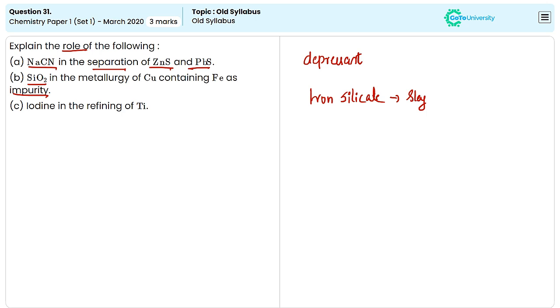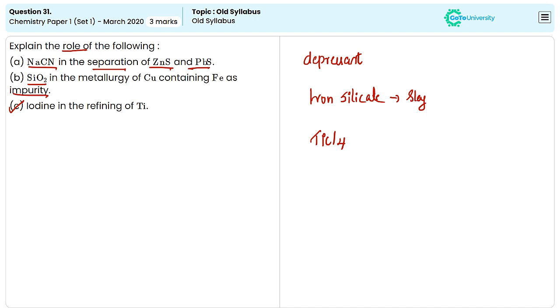The third one is the role of iodine in the refining of titanium. In the refining of titanium, iodine is used to produce titanium tetrachloride, TiCl4, from titanium ore. Iodine reacts with titanium ore to form titanium tetrachloride and iodine dioxide.